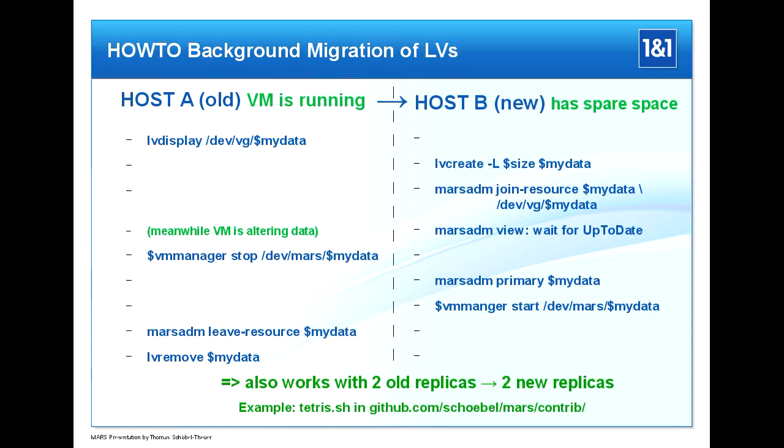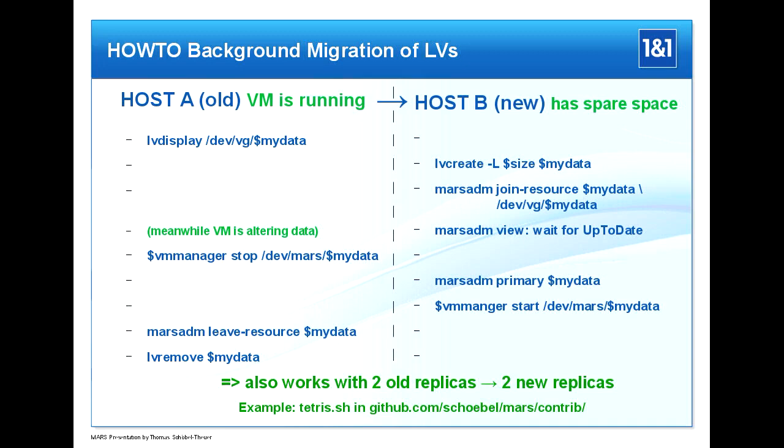Okay, now let's explain how background migration works via Mars. We have an old machine, host A, where some VM or whatever workload is already running. And we have another host where we want to migrate to, and we just need enough spare space and a logical volume in our volume group.